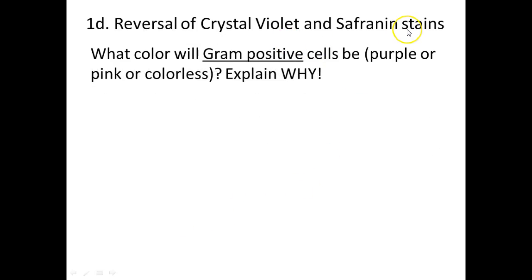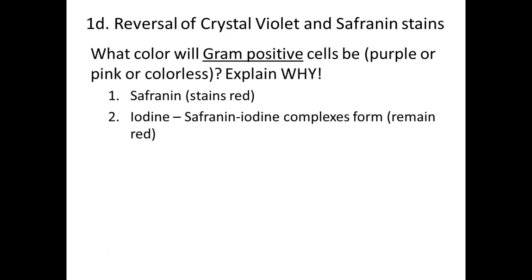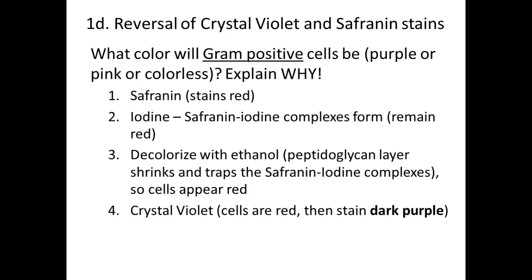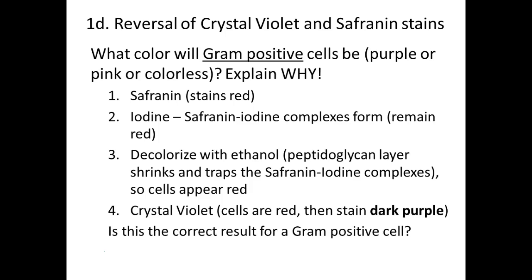So, what if you did it in reverse order? So our gram-positives, what do you think they're going to end up? If we start out with safranin, they're going to be red, then iodine, and I can tell you it still complexes just like crystal violet. So they're going to stay red in this case when you decolorize them. And you add crystal violet, they're going to become a dark purple. Right? So red and purple, dark purple. Is this correct for gram-positive?